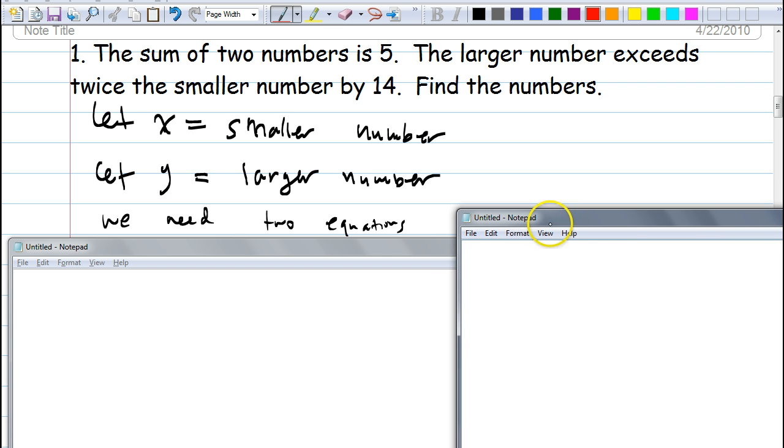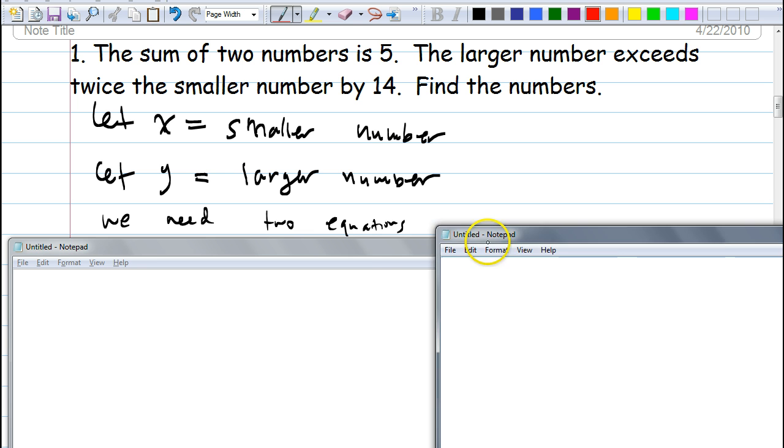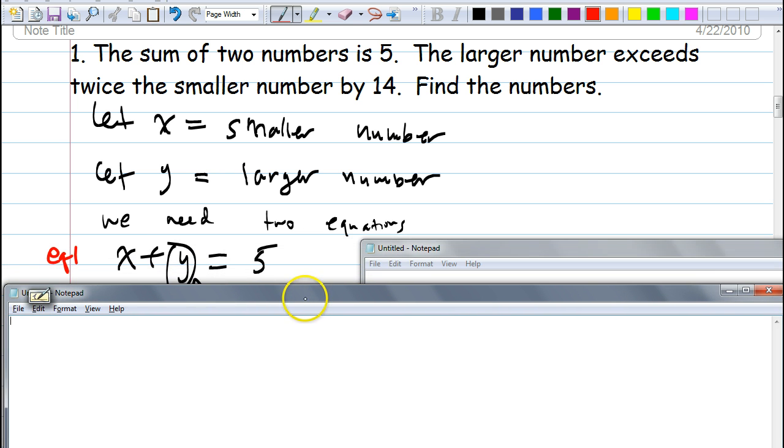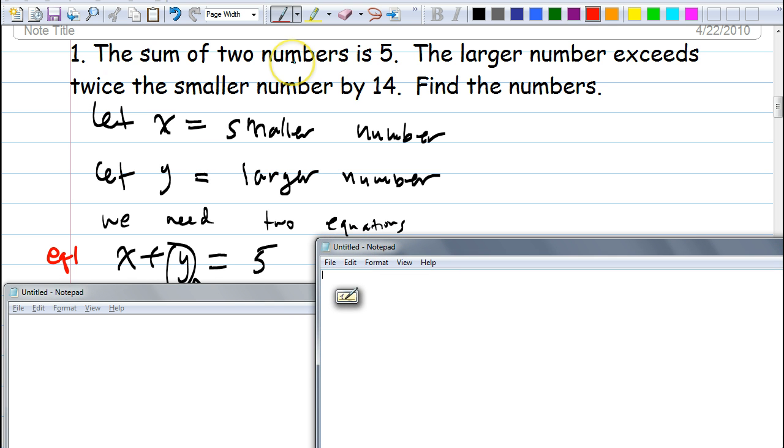Okay. So can somebody give me one of the equations looking at the problem? Yes, Christina? x plus y equals 5. Very good. x plus y equals 5. That equation is the one where people always mess up the most or they forget it because it is so obvious. It's right in the very first sentence. People kind of skip that one.